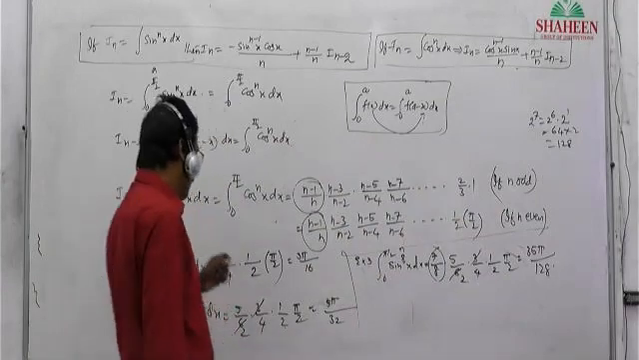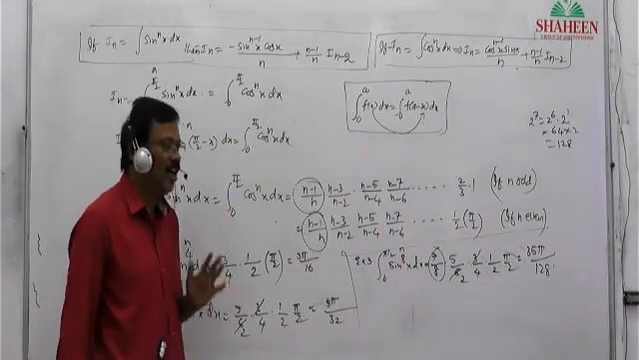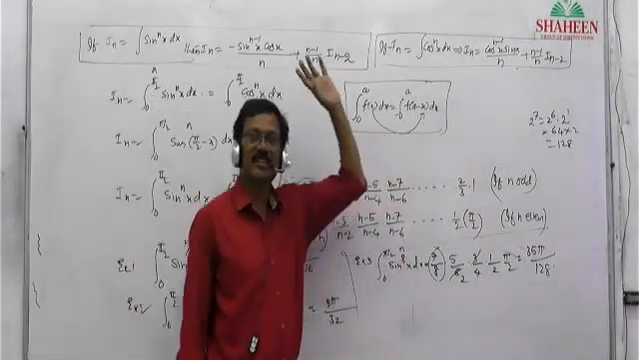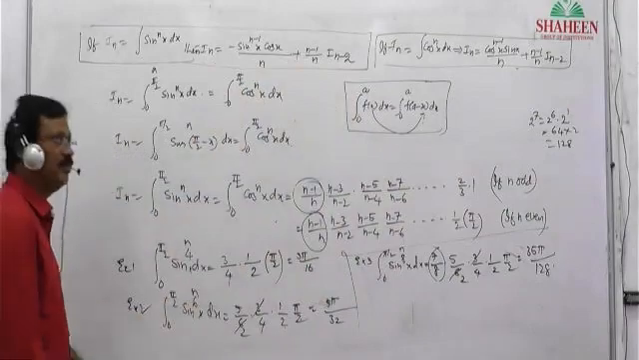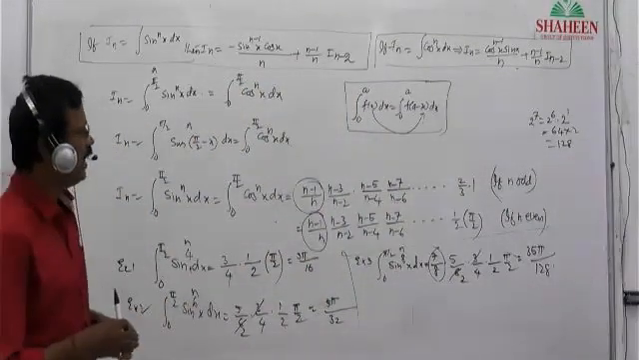Now, if n is odd, can we get 2 by 3? Let us see. Copy all of you, first note down. Any doubt anywhere?